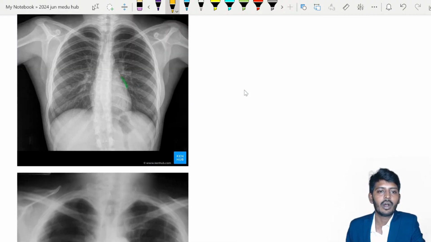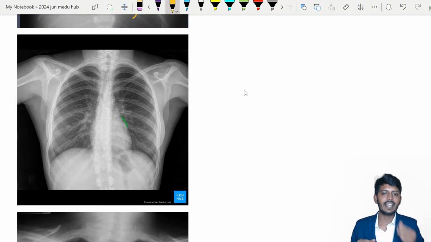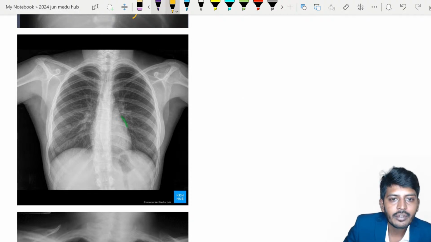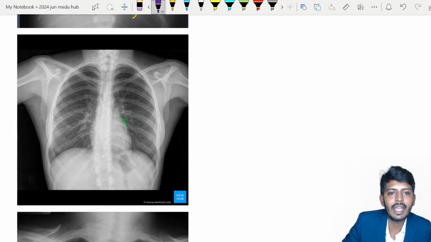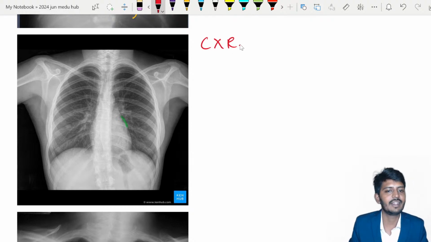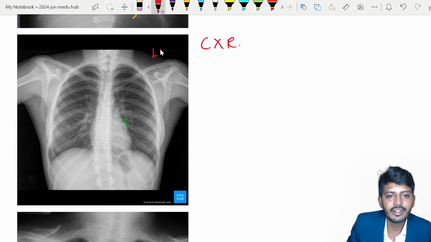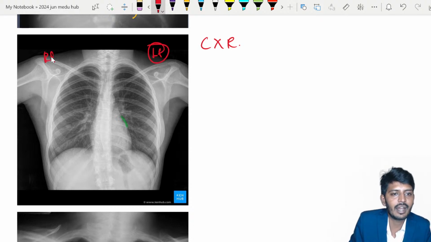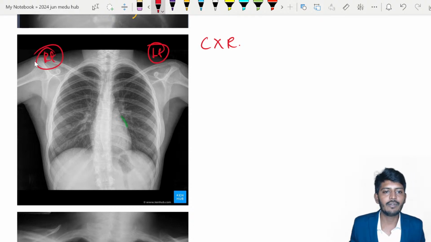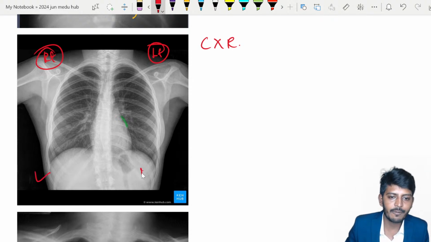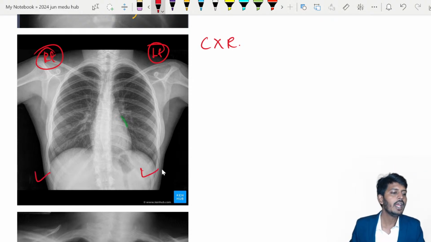Let's go to the next important aspect. Let's look at this image. Can you find any disease or not? Let's see. First and most importantly, what is the investigation done? Chest X-ray. Here is your left side, here is your right side. Now both the angles are fine. CP angles are totally normal.